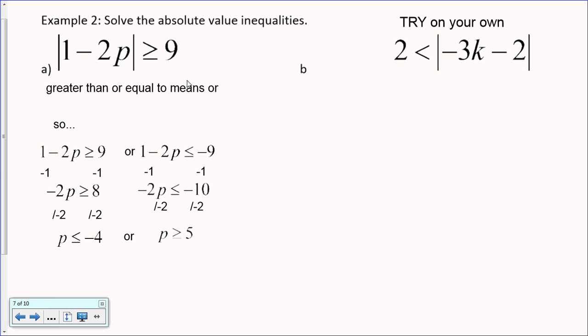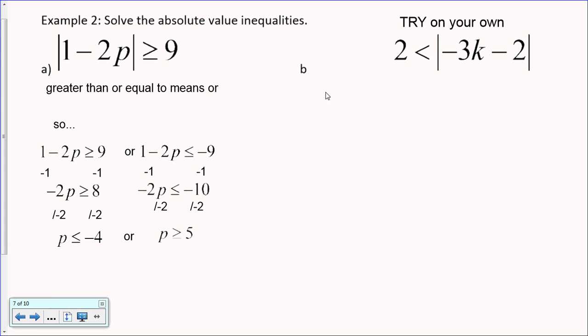Okay, so honestly, the most difficult part about this is going from this one absolute value thing to making it into a compound inequality. Okay? So go ahead and try this one on your own. When you come back, I'll show you the answer. Okay? Good luck.